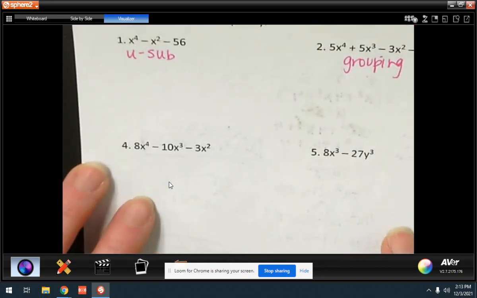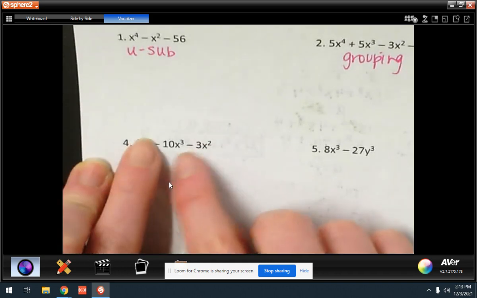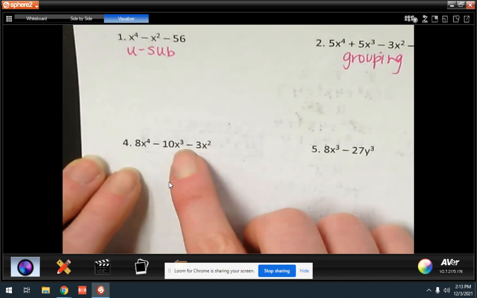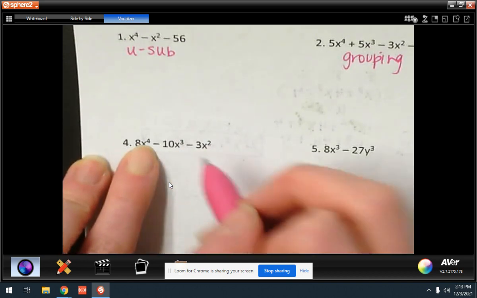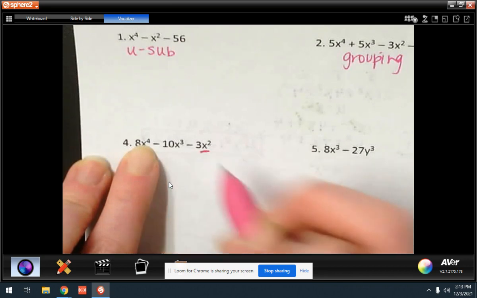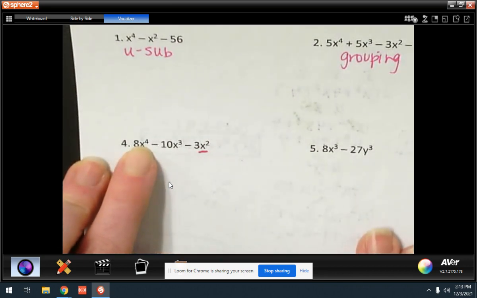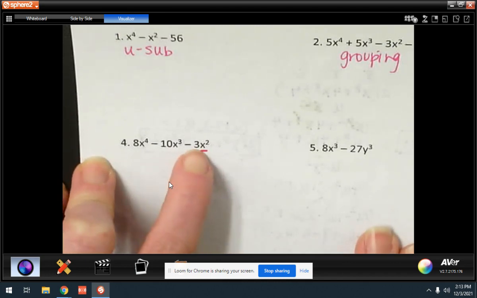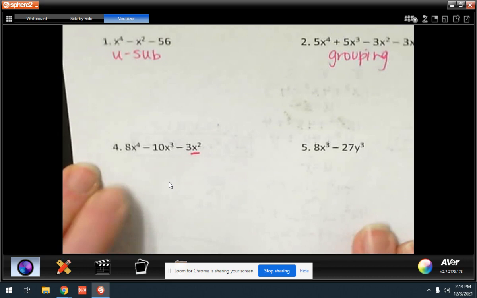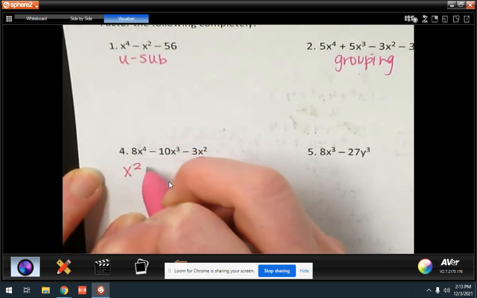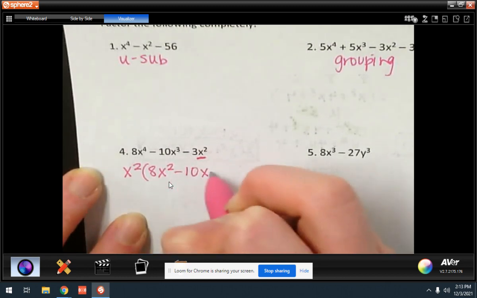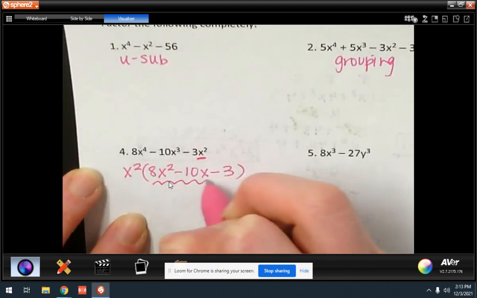Okay, be careful on number 4. That is not a U substitution. There are 3 terms, but the first exponent is not twice as much as the second one. And so what you'll notice about this degree 4 polynomial is that the last term is not constant. Anytime the last term is not constant, that just means there's a variable distributed all the way through. And so this time there's an x squared we can factor out right off the bat. Okay, and so if I factor out an x squared, it leaves 8x squared minus 10x minus 3. And that's just a quadratic.